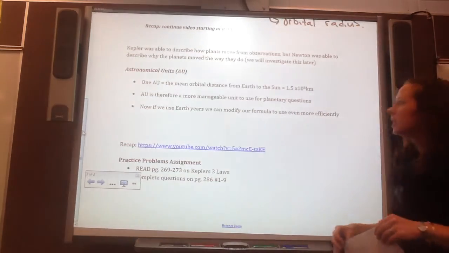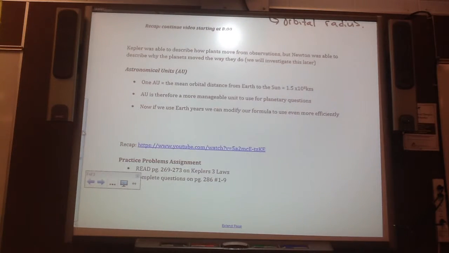So an AU is the mean orbital distance from our sun to Earth, which is 1.5 times 10 to the 8 kilometers. An AU is therefore a more manageable unit to use for planetary questions. If we use Earth years, we can modify our formula. But I'm not going to show you how to modify it because you don't need it.